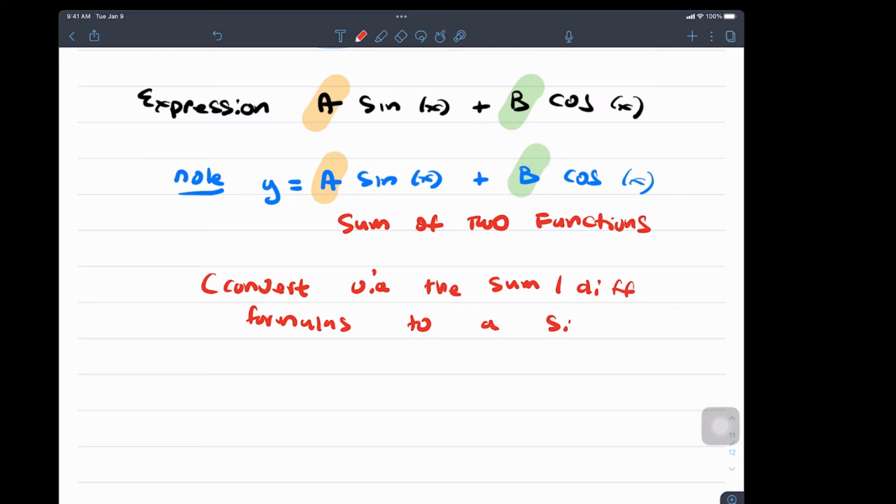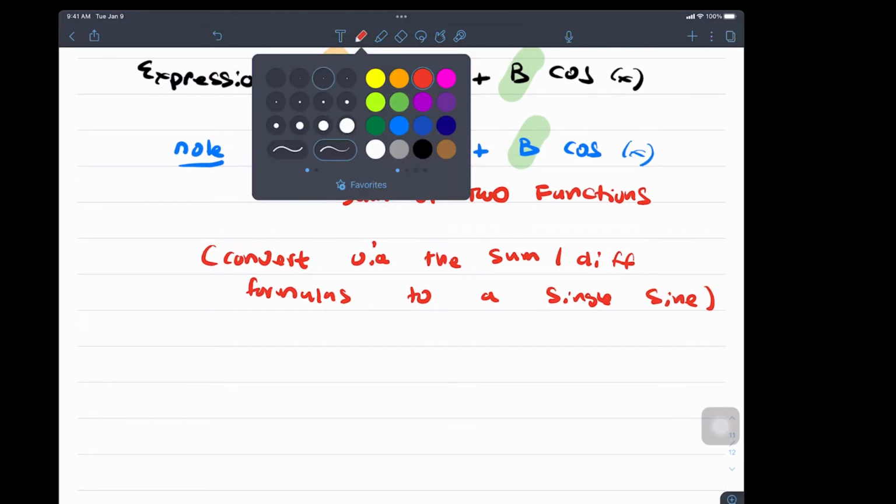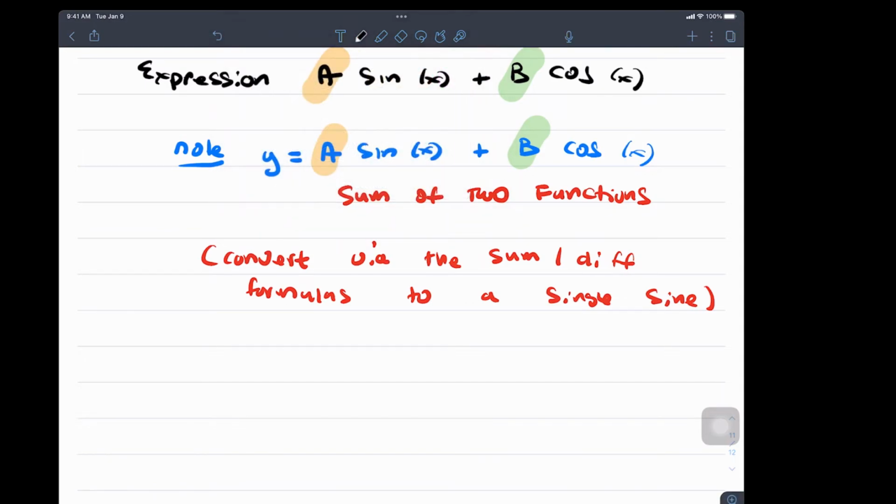To a single sign. And that's the idea. You convert to a single sign here. So let me share with you guys how that's done, okay? I'm going to give you guys a fact, and I'm going to prove it to you guys. You say, what's the fact?